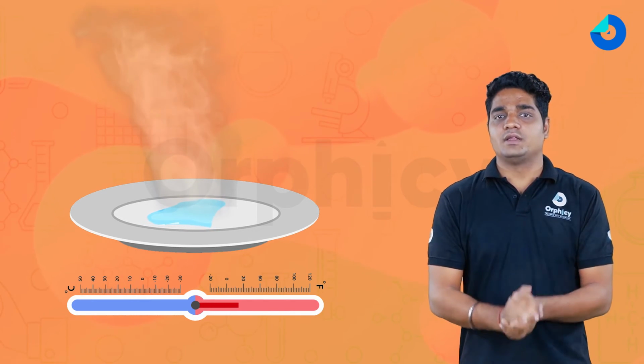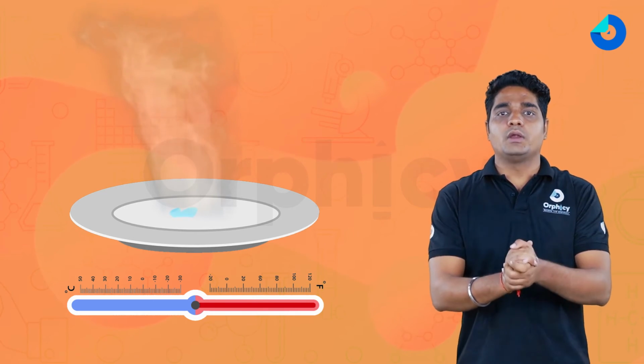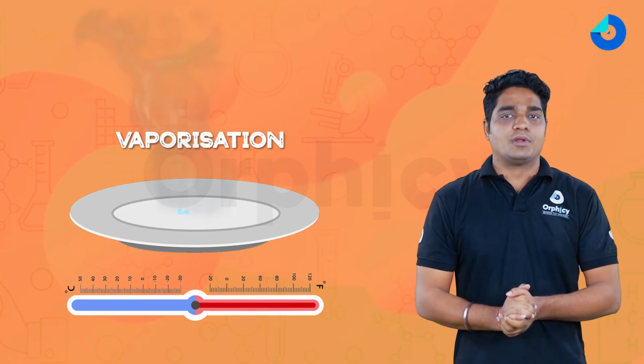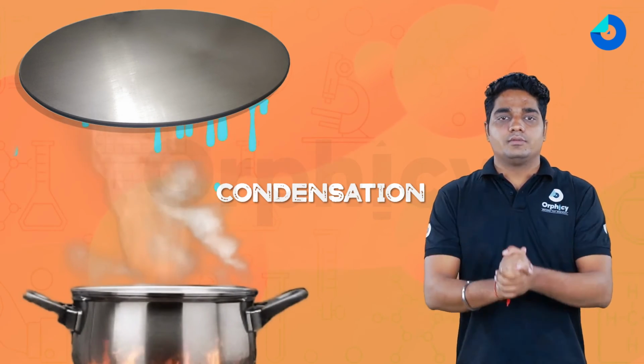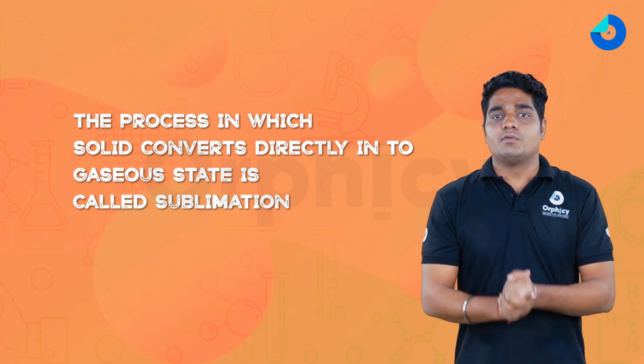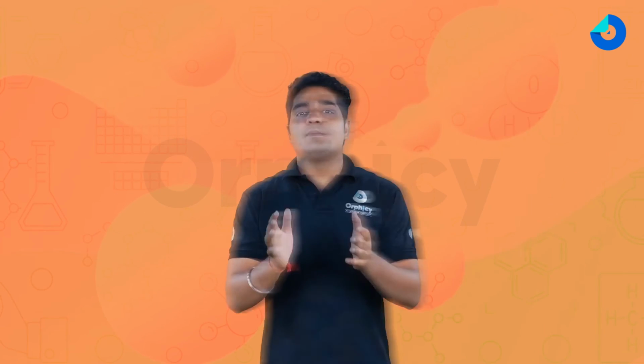But if we constantly increase the temperature, we will notice that when the temperature reaches about 100 degrees Celsius, water will start boiling, thus it will change its state from liquid to gaseous. This process is called vaporization. The process in which gas converts into liquid is called condensation. And the process in which solid converts directly into gaseous state is called sublimation. For example, if we burn camphor, it will change its state directly from solid to gaseous.